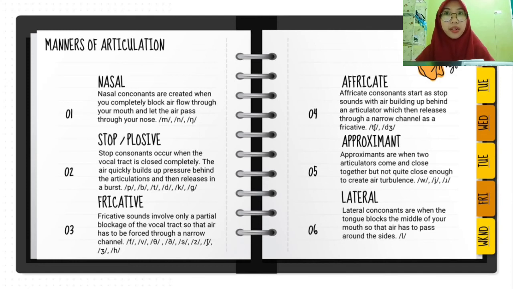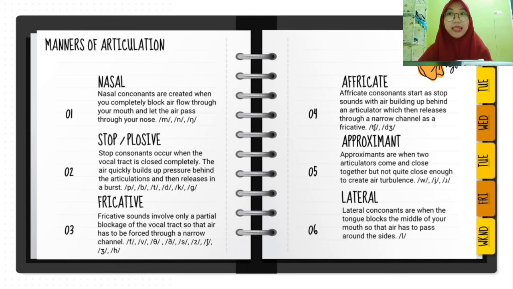Approximants are when two articulators come close together but not quite close enough to create a turbulence. For examples, wait, Howard. Back of tongue rises to velum but not too close and lips are rounded. Yes. Tongue rises to hard palate but not too close. Right, roar. Tongue rises to hard palate but not too close too.